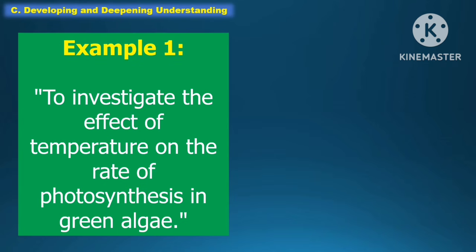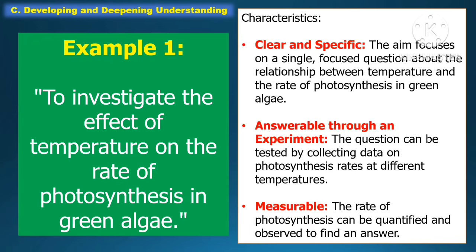For example, to investigate the effects of temperature on the rate of photosynthesis in green algae. Clear and specific: the aim focuses on a single question about the relationship between the temperature and the rate of photosynthesis in green algae. In answerable through experiment, the question can be tested by collecting data on photosynthesis rates at different temperatures. And the last one is measurable. The rate of photosynthesis can be quantified and observed to find an answer.